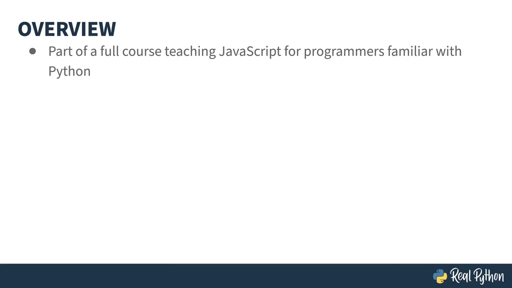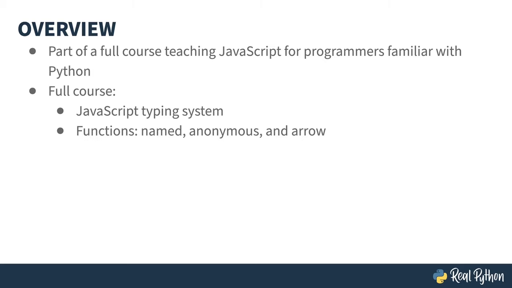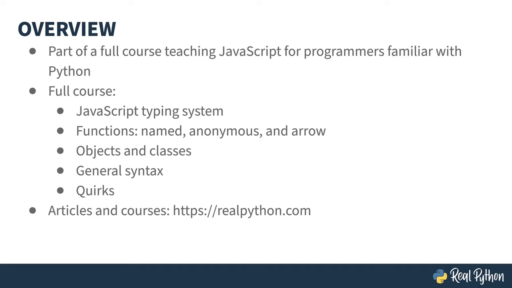This video consists of several of the lessons from a full course teaching JavaScript for programmers familiar with Python. The full course covers the JavaScript typing system, JavaScript functions, both named and anonymous, as well as the arrow shortcut, objects and classes, general syntax, and all those things in JavaScript that might surprise Python programmers. The article this course was built on, the course itself, and lots of other content is available at realpython.com.